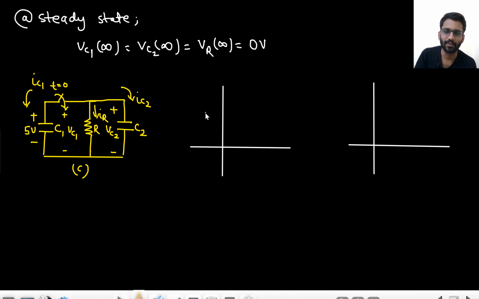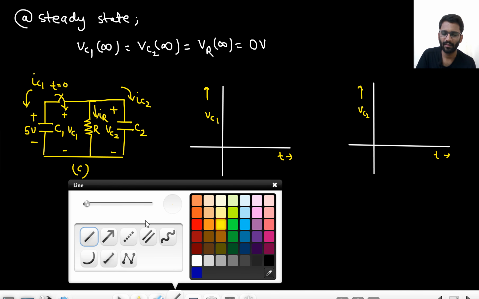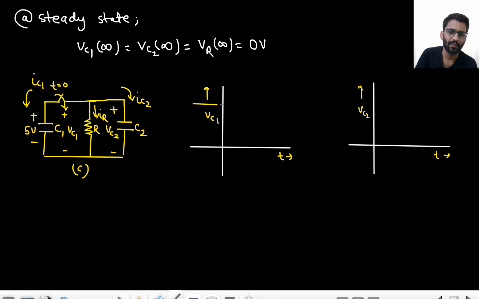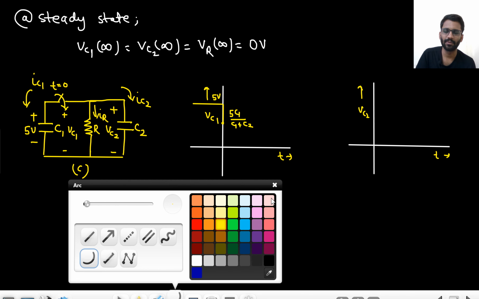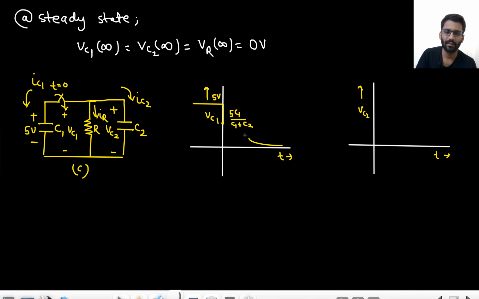So what is happening in case of VC1 and VC2? VC1 was initially 5 volt, then all of a sudden it drops down to 5C1 upon C1 plus C2, then exponentially discharges to 0, right? Exponentially discharges to 0.